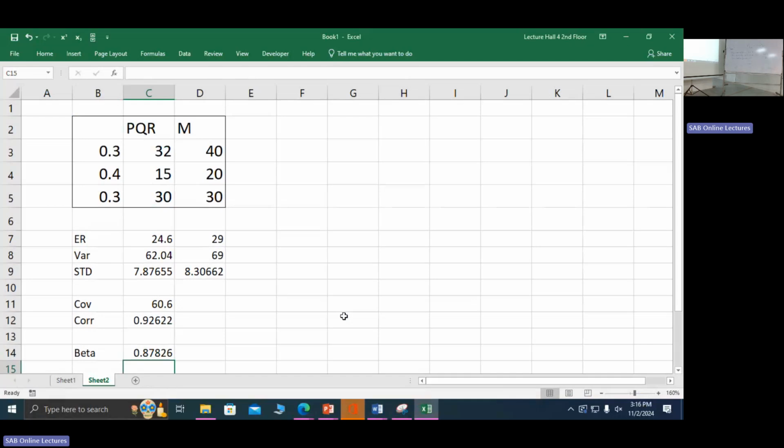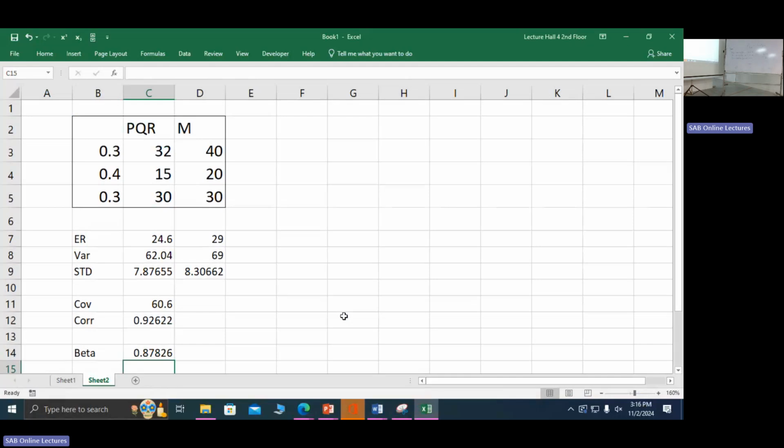The market portfolio represents the economy. That is the systematic risk value. The beta coefficient is the measurement of the systematic risk according to the CAPM. Now the beta coefficient is 0.87. In the exam you will be asked a question: what can you say about the systematic risk of this PQR company? Is it high or low?